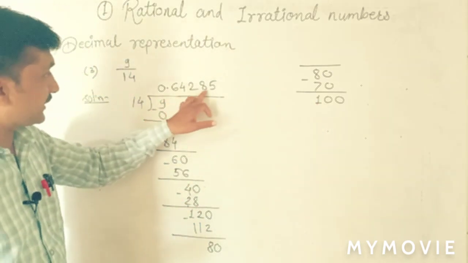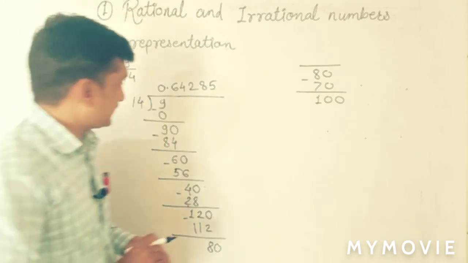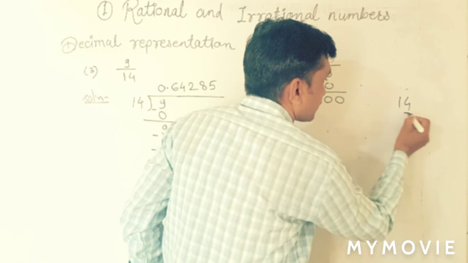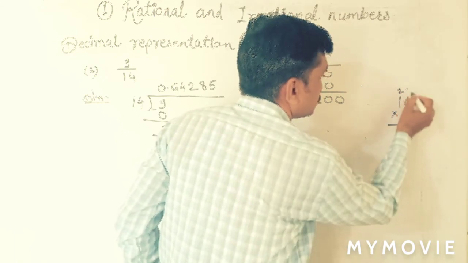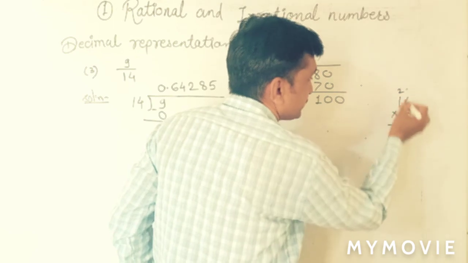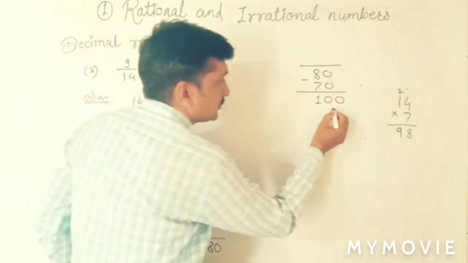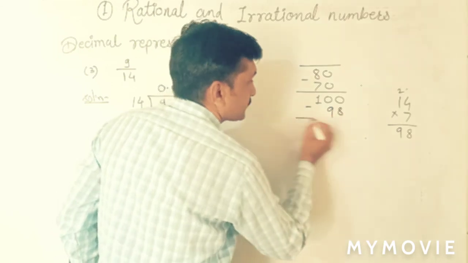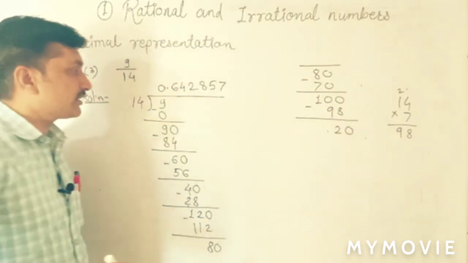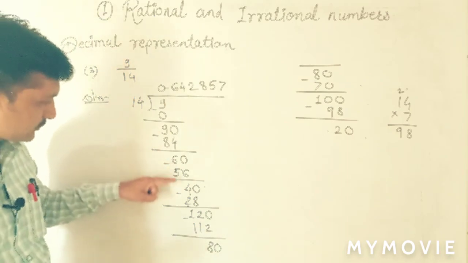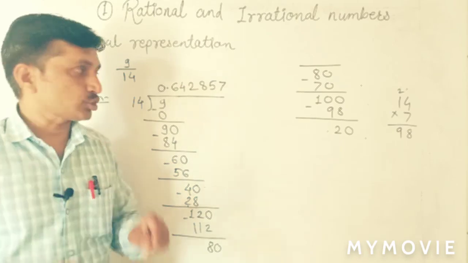Now here you see 8s are how much? 112. Then let's check 7s are. 7 4s are 28, 2 carry over here. 7 1s are 7, plus 2, 9, 98. Here 7s are 98. Subtraction 100 minus 98, 2. Again take 0, we get 20. See, we have to see a number that should not be repeated. When that comes again, we will stop.